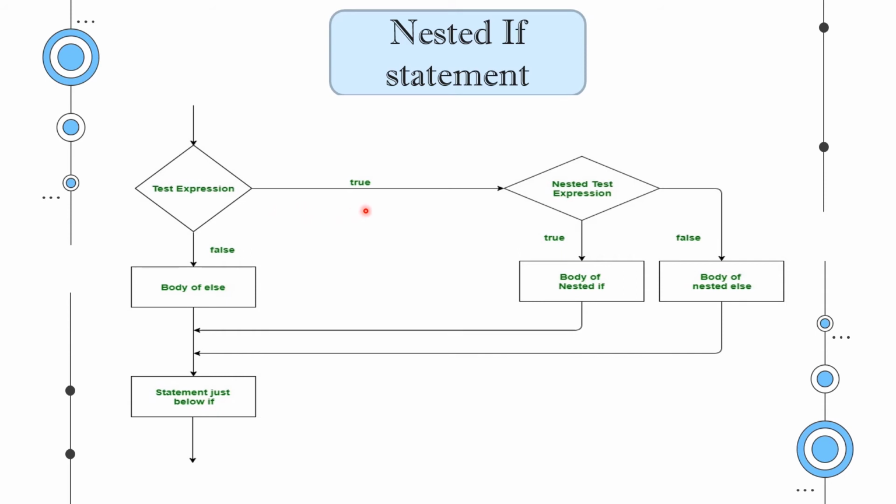So inside this block of if statement, we have another if statement. If the condition is true, then the body of nested if will be executed. If the condition is false, then the body of the nested else will be executed. Now let's see an example and understand this in detail.